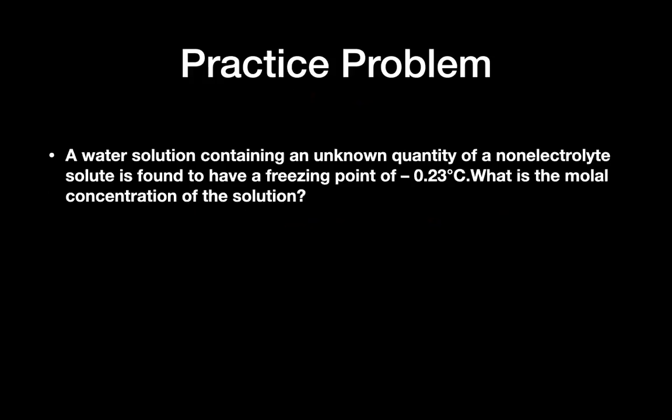Okay, let's do a couple more. A water solution containing an unknown quantity of a non-electrolyte solute is found to have a freezing point of negative 0.23 degrees C. What is the molal concentration of the solution? All right, so now we're given different information. We're still going to use delta TF equals KF times m, but this time we're given delta TF. Of course, KF is constant, and they're asking for m.